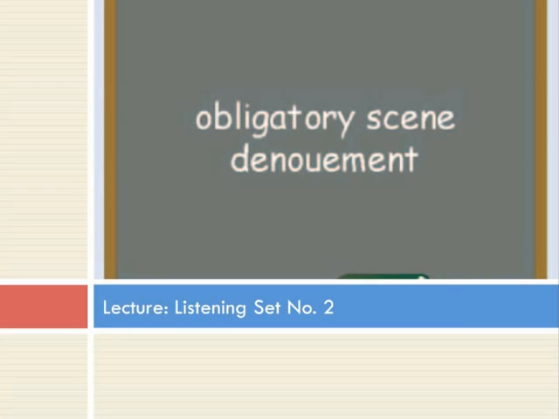Remember, the obligatory scene gives the audience emotional pleasure, but the denouement offers the audience a logical conclusion. That's the subtle distinction we need to try very hard to keep in mind.